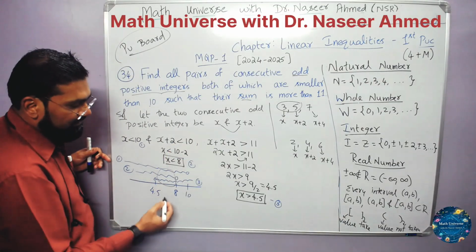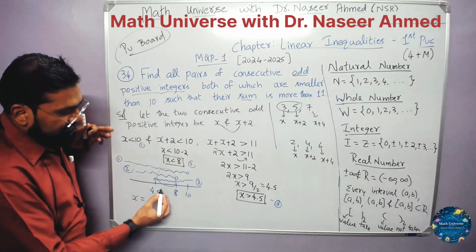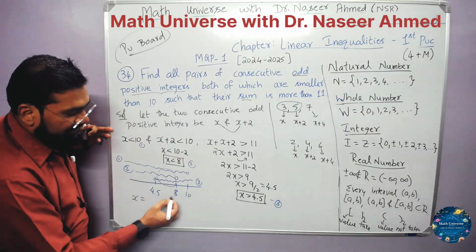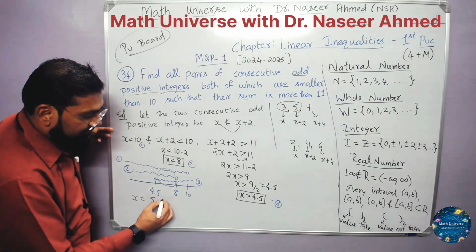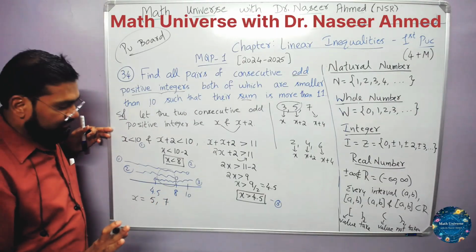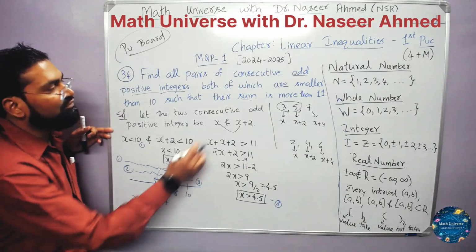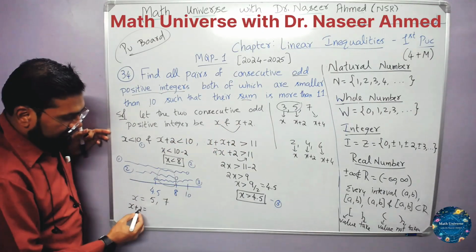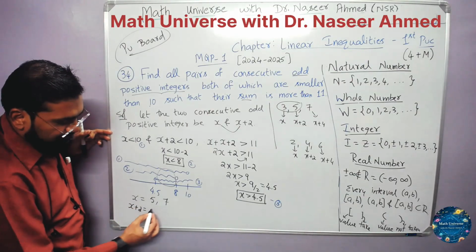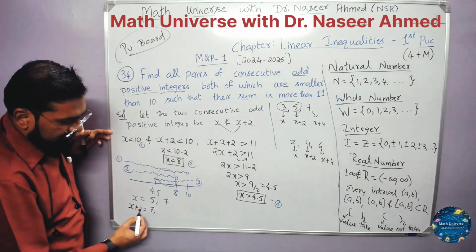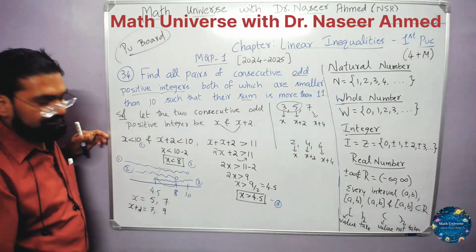But since we want an odd number, x is equal to, which are the odd numbers between 4.5 and 8? It is 5. After 5, 6 is the even number. Then 7. That's it. Now, next I want x plus 2, because I want the pair. Don't forget, one is x, the other is x plus 2. Now, add 2 for this. In place of x, 5. 5 plus 2, 7. Then x is 7, 7 plus 2, 9. Okay. I hope it's clear.